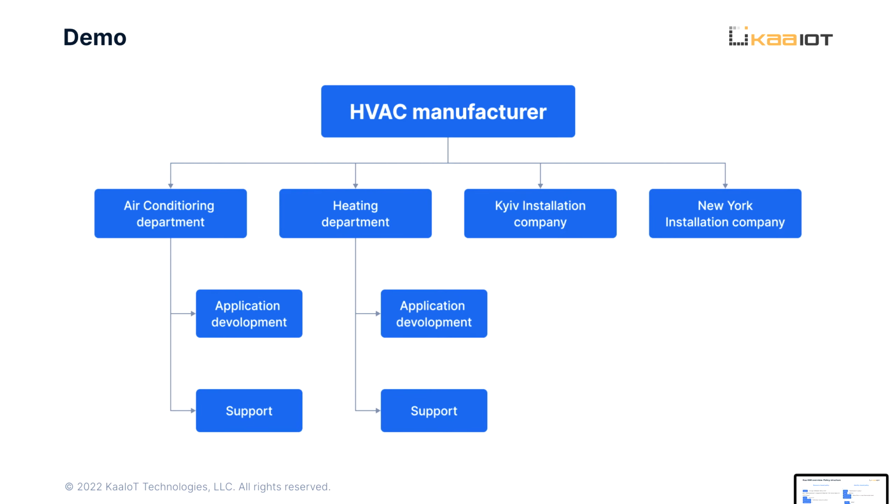So, for the demo, we've created a hypothetical HVAC manufacturing company with the following structure you're seeing on the screen. Here, the HVAC manufacturer is a top-level identity with administrative privileges over all child entities. These are the air conditioning and heating departments on the next level, each having broad admin users. Also, the AC and heating departments both have their own units, application development and support. Coming back to the top-level entity, the HVAC manufacturer, among the departments, has 2 installation companies, one in Kyiv and one in New York.